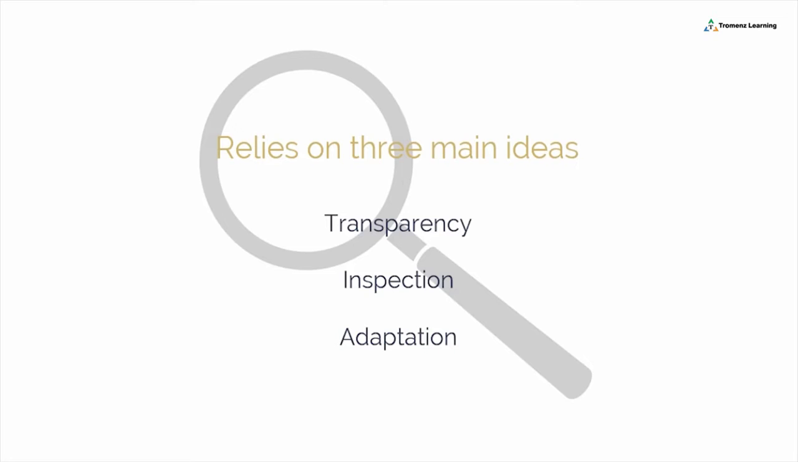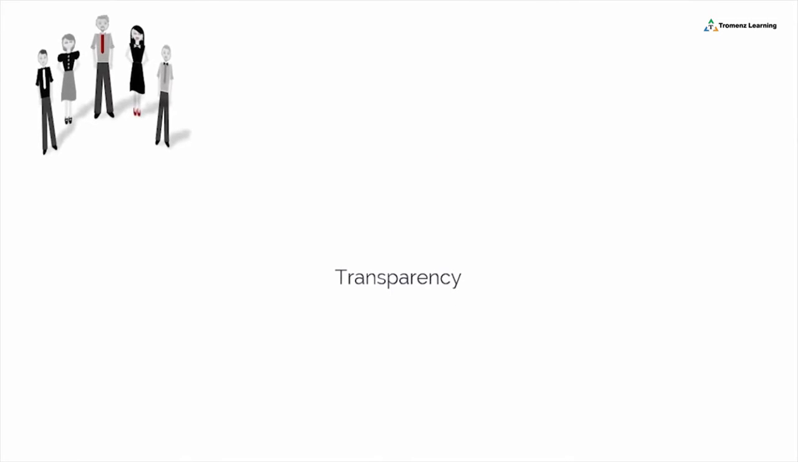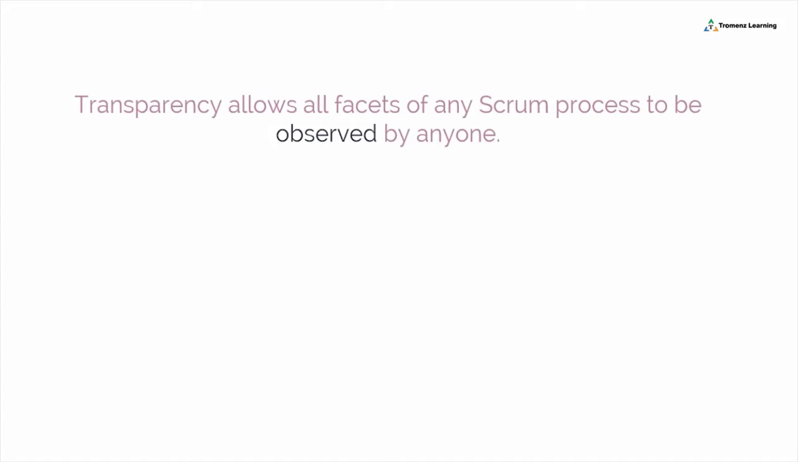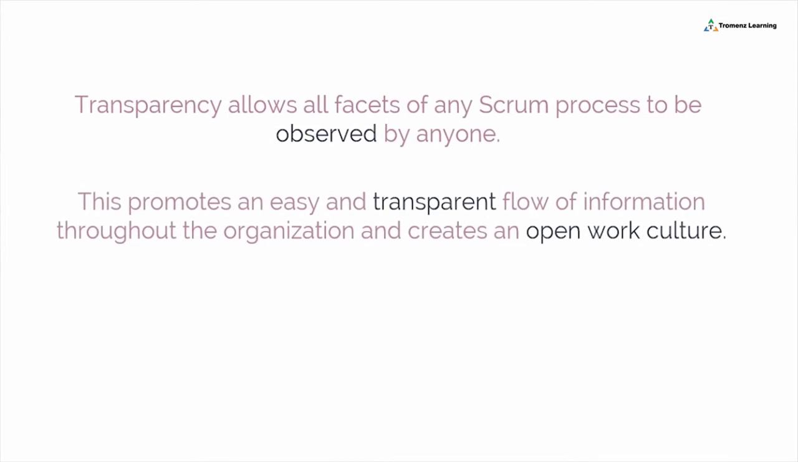Let's start with the first idea, transparency. Transparency allows all facets of any Scrum process to be observed by anyone. This promotes an easy and transparent flow of information throughout the organization and creates an open work culture.